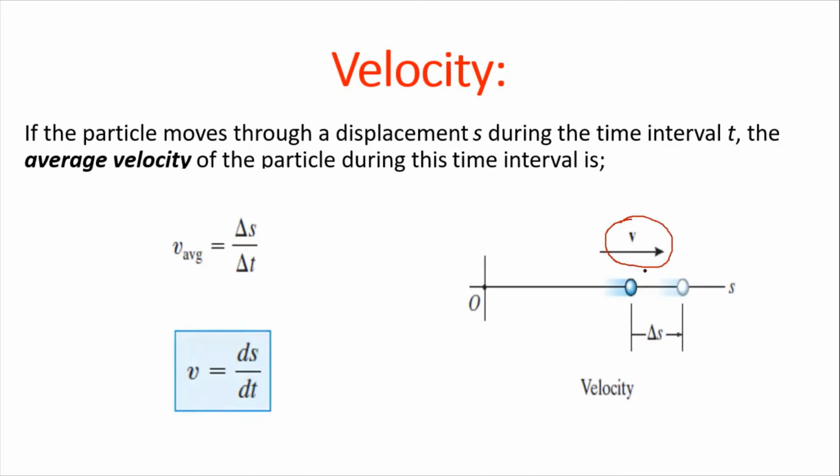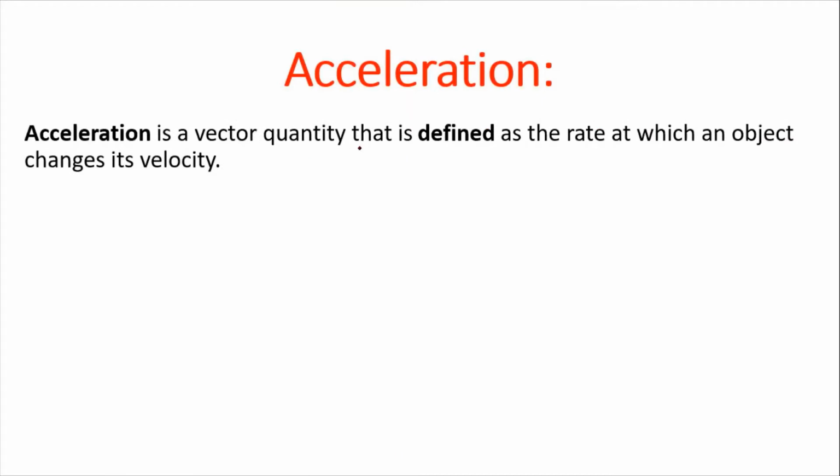Obviously, if a particle is moving, it must have some velocity. And if it is not changing, it is simple velocity. If it is changing, what will happen? So we are moving towards the next slide, and you can see what acceleration is. Acceleration is a vector quantity that is defined as the rate at which an object changes its velocity. So average acceleration is equal to delta v upon delta t, or you can also write that a equals d square s upon dt square.